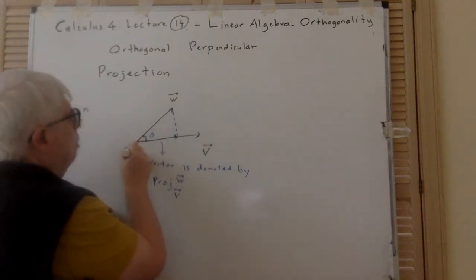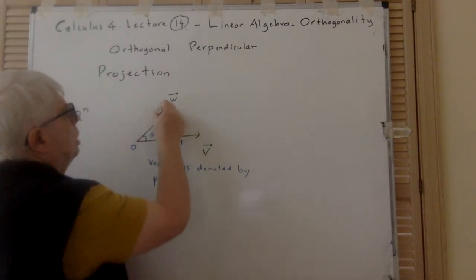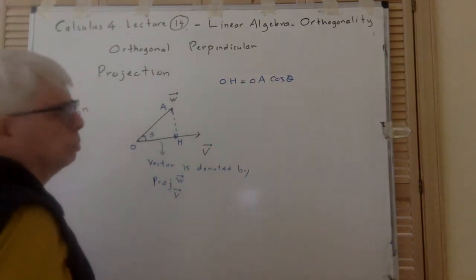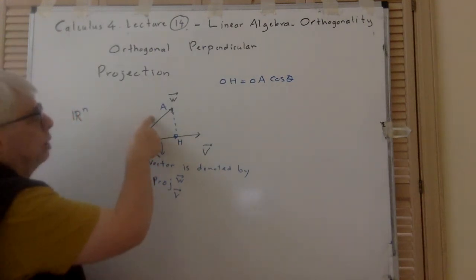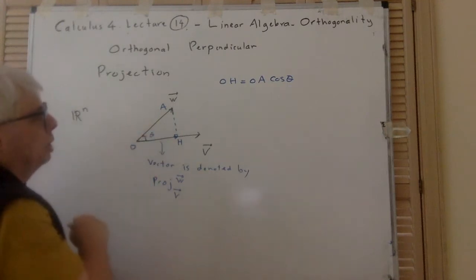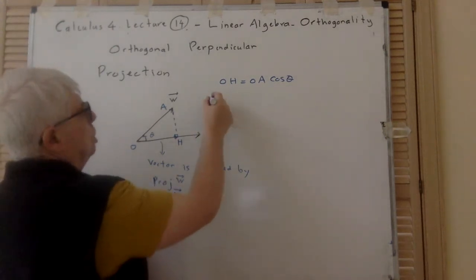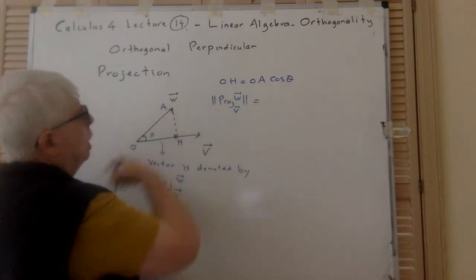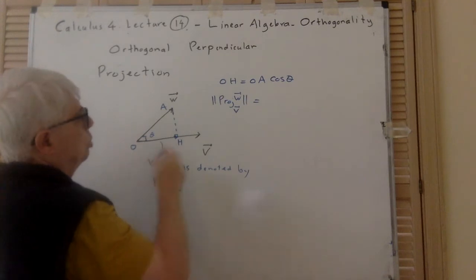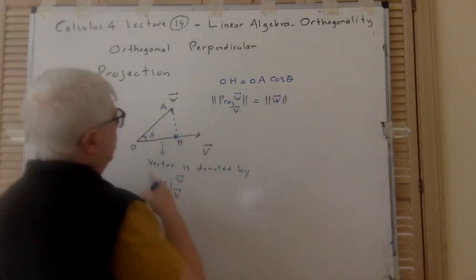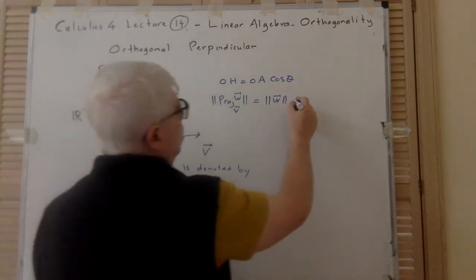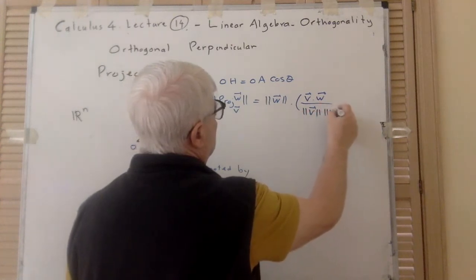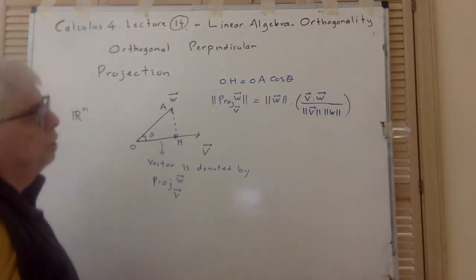So the magnitude of this projection, let me write it OH. And this is A. So OH, in fact, is OA times cosine theta. From early trigonometry, OH over OA is cosine theta, so OH is OA times cosine theta. But OH in our language is the magnitude of this projection. OA is the magnitude of this, which is in fact vector W. So that's the magnitude of W times cosine theta. But what is cosine theta? We have two vectors here. Cosine theta is, we know, V dot W divided by the magnitudes of V and W.